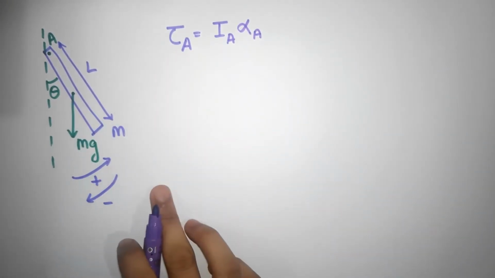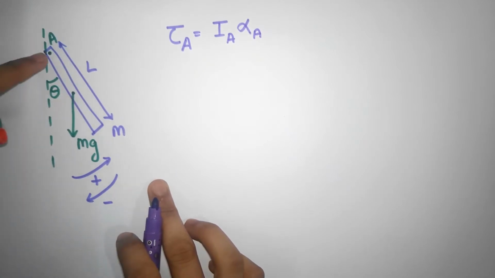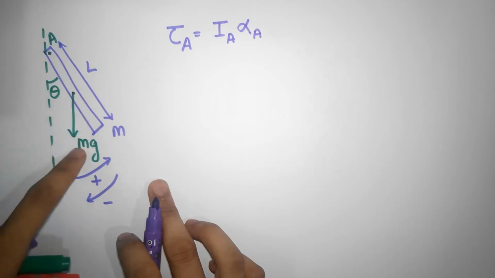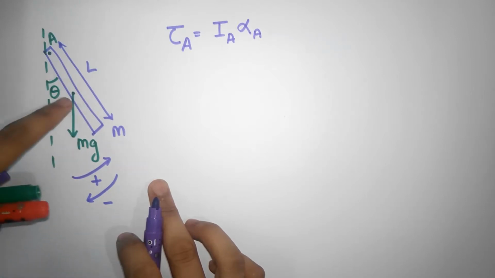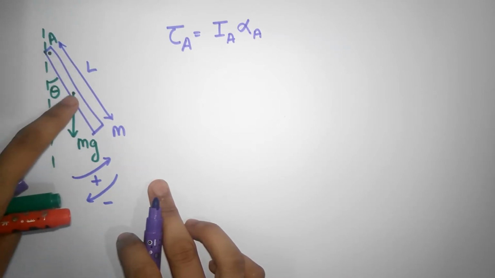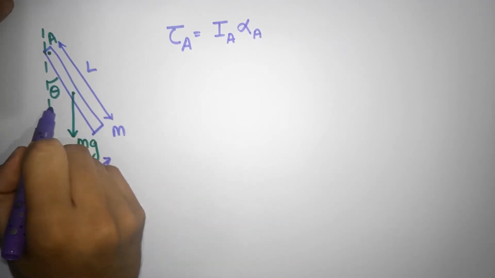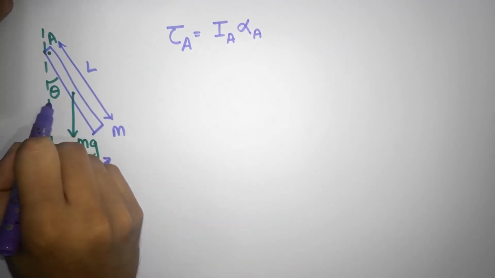Okay, now what is the torque relative to the point A? Remember I told you there's one force acting over here? Well, that's not going to produce any torque. The only force that's going to produce a torque is mg, and we need to calculate the perpendicular distance between this point and this one. And that perpendicular distance is going to be just this length over here, this one.